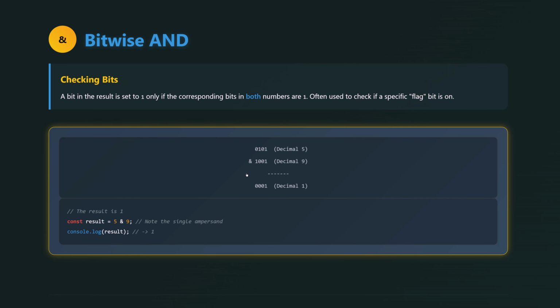Here you see the decimal numbers are converted to their binary equivalents. The bitwise AND operator compares the binary representations of the two numbers, column by column from right to left. A bit in the result is 1 only if the corresponding bits in both numbers are also 1. First column, the rightmost, 1 and 1 results in 1, okay? The second column, 0 and 0, results in 0. The third column, 1 and 0, results in 0. And the fourth column, 0 and 1, results in 0. So the resulting binary number is 0001. When converted back to a decimal number, 0001 is equal to 1.